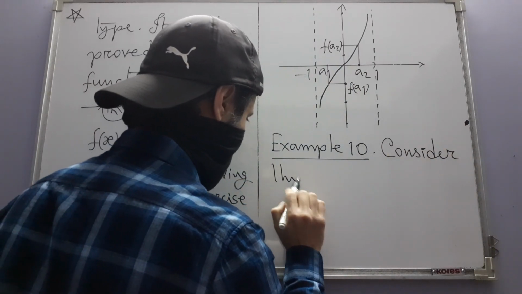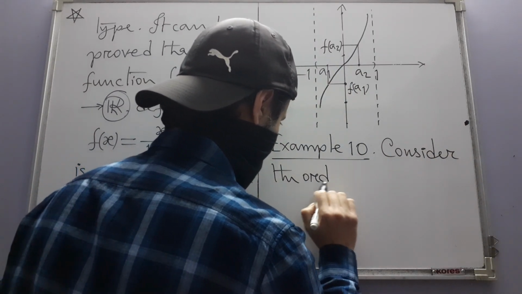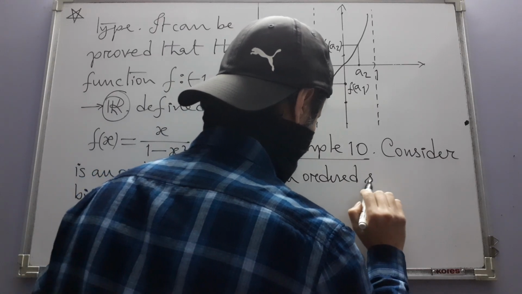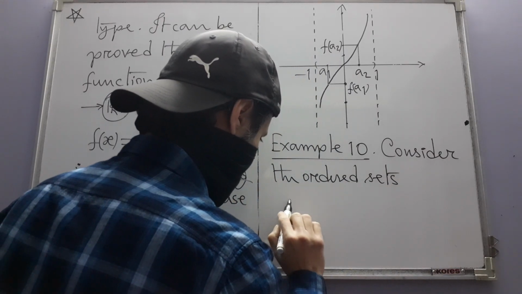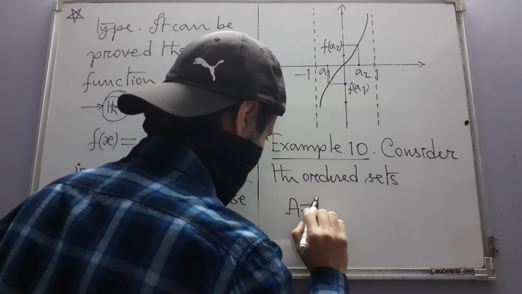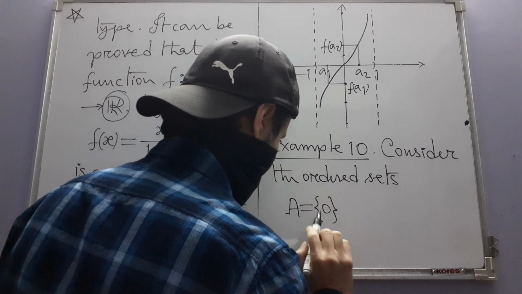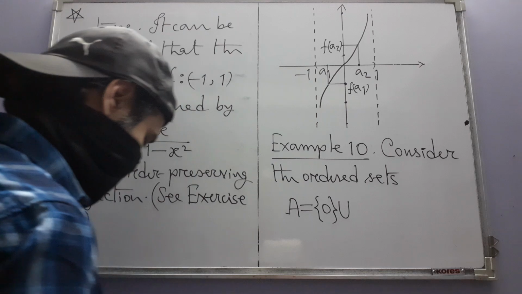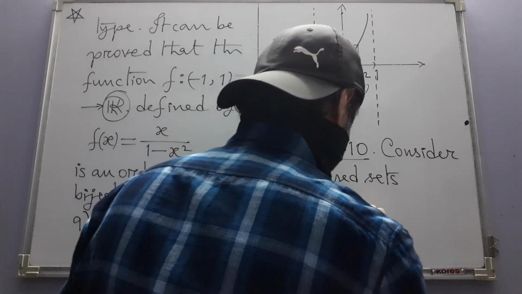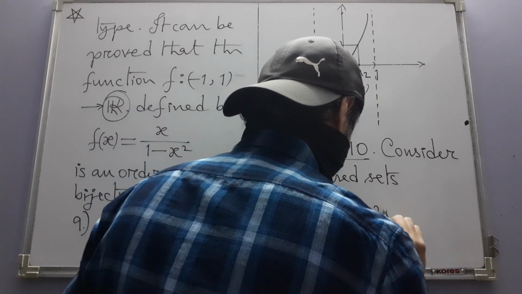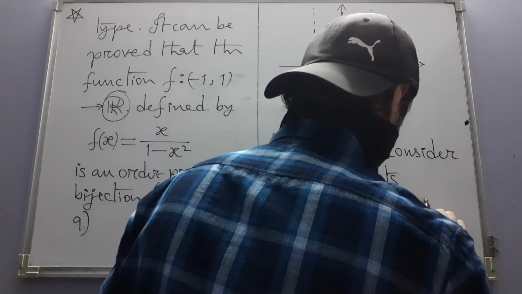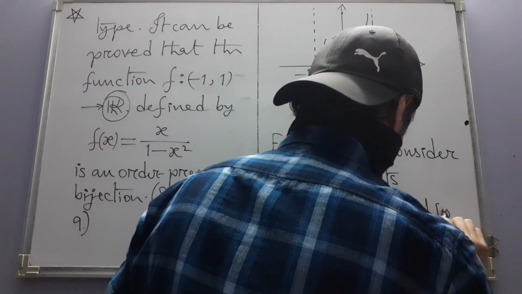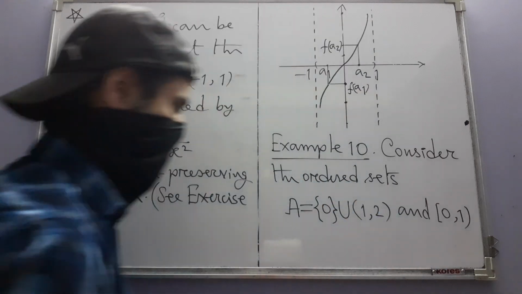Consider the ordered sets: the union, the open interval 1 comma 2, and the closed open interval 0 comma 1.